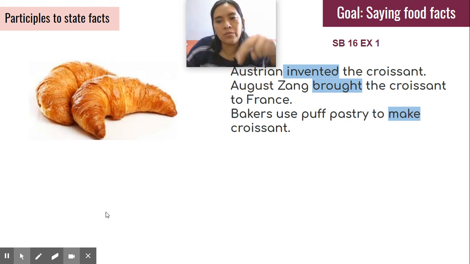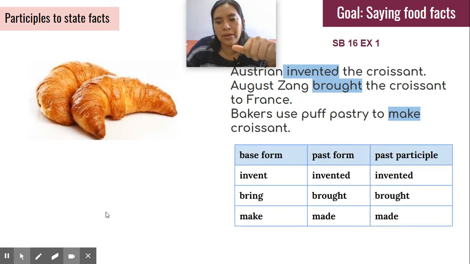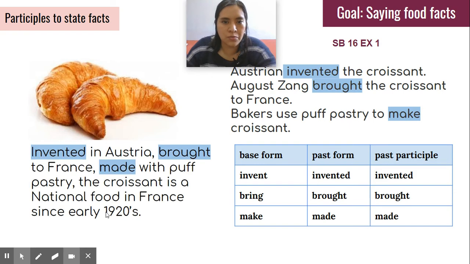Now we are using the verbs in the past participle form, invented, brought, and made, in order to describe the croissant. See the example: Invented in Austria, brought to France, made with puff pastry, the croissant is a national food in France since the early 1920s. You can find this in your book as well, on page 16, in exercise 1.